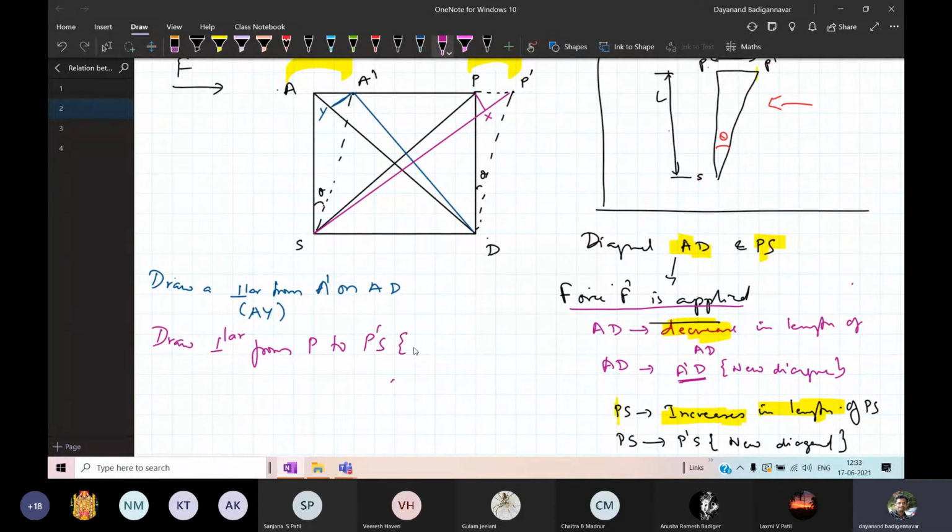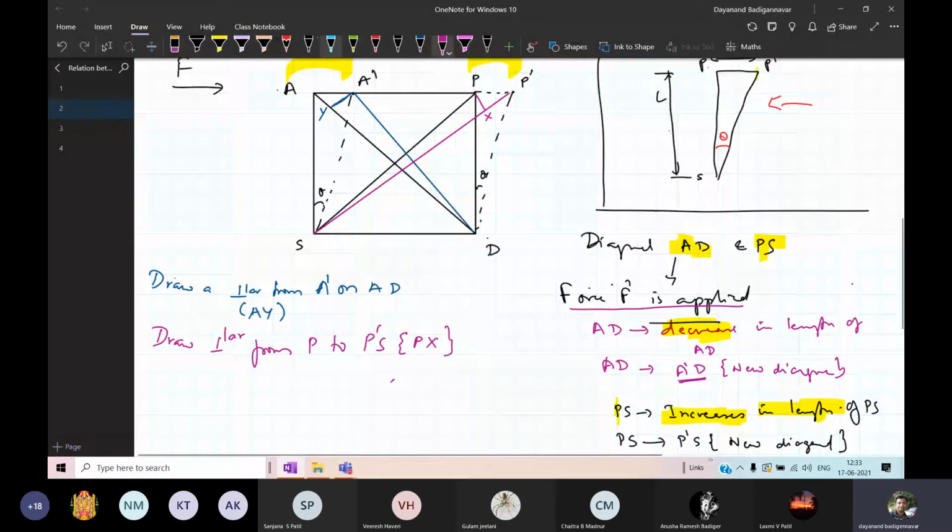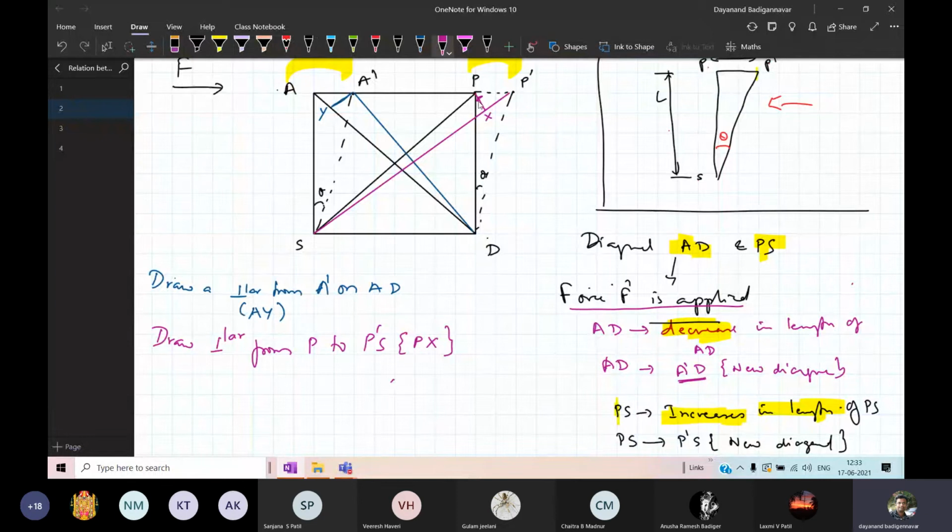So this is called PX. Here you can see the PX that I have drawn. And the other perpendicular is A dash Y. I have drawn a perpendicular from A dash on AD, and from P on P dash S.